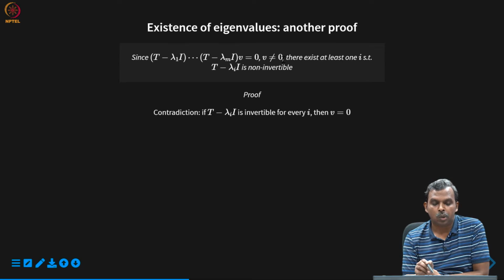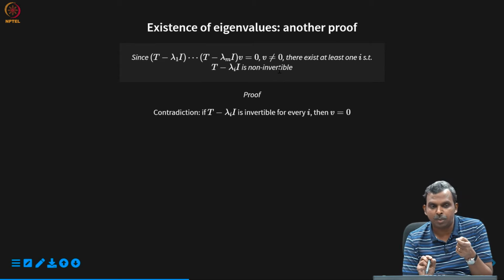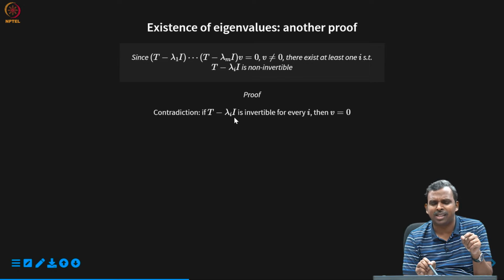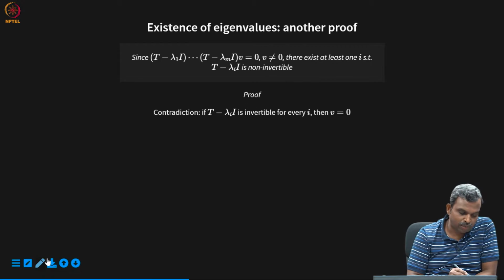Okay, so all of these t minus lambda I cannot be invertible. There has to be some I for which this t minus lambda I becomes non-invertible if this equation has to be true. So don't be too alarmed by this t minus lambda I, it's just an operator, right? How does it operate on v? T minus lambda I times v is nothing but tv minus lambda iv.